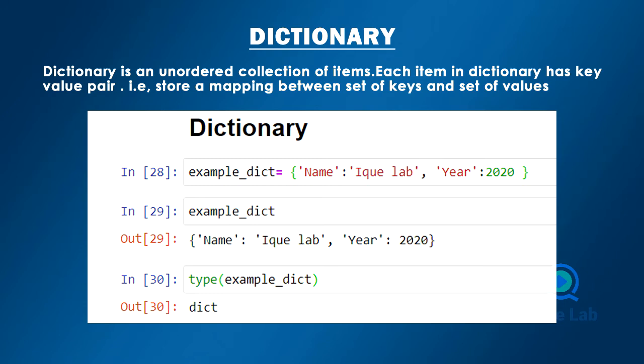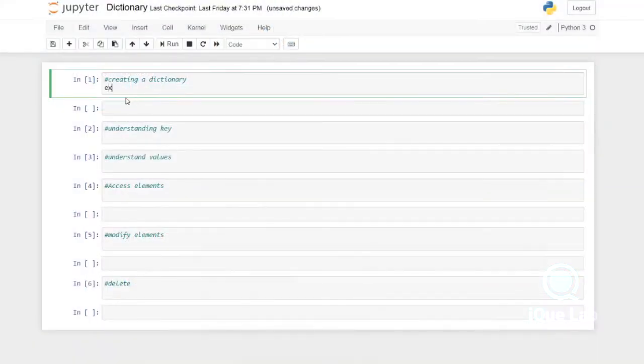Here, we use curly brackets to represent a dictionary, and we give the key as name and provide the value as IQUELAB. And again the next key is year and the value is 2020. The type of the data is seen as dictionary, and is represented as dict. As we already know, a dictionary is an unordered collection of items. Each item in a dictionary has a key-value pair.